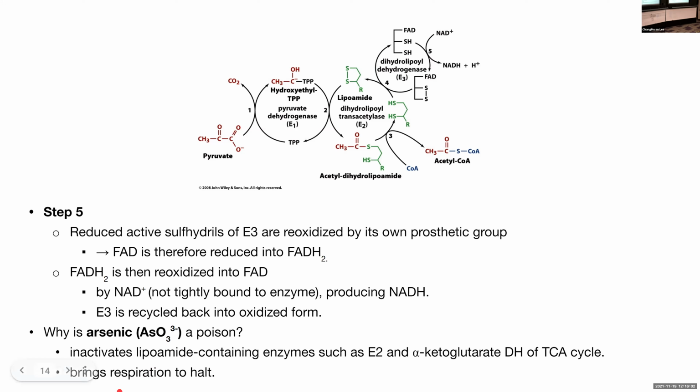But also this arsenic is poisonous because it can directly inactivate these lipoamide-containing enzymes, such as this E2, or the alpha ketoglutarate dehydrogenase that is used in the TCA cycle. And that basically decouples this oxidation or the respiration from ATP synthesis, and then will make the respiration halt. So even if you feed the glucose and oxidation happens, you're not going to be able to generate ATP.